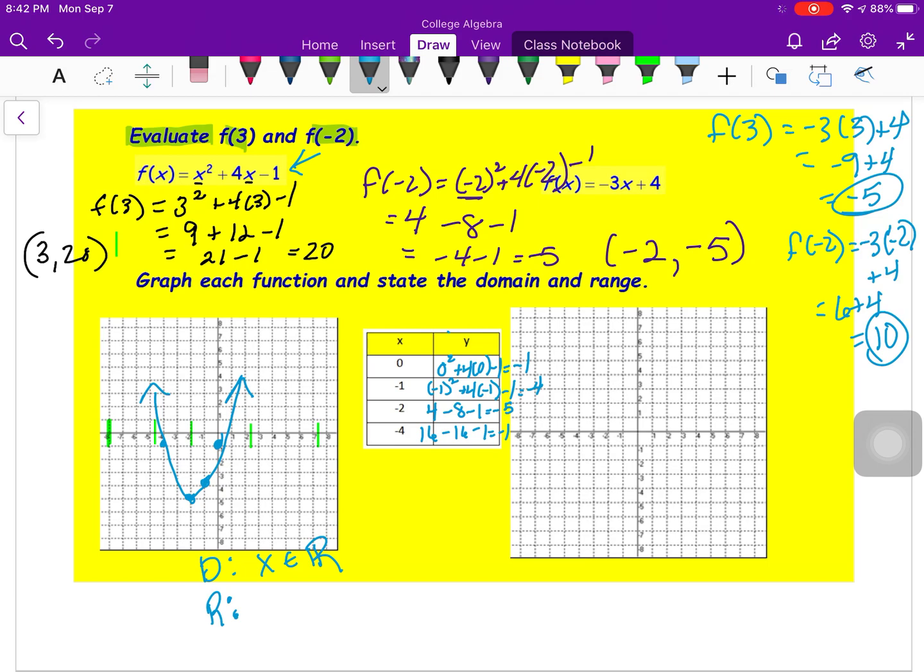My range, I'm going to go from smallest to largest. Is this point used? No. Is this one? No. Is this one? Yep. So y is greater than or equal to negative 5. So negative 5 is the first y used, and all of them above.